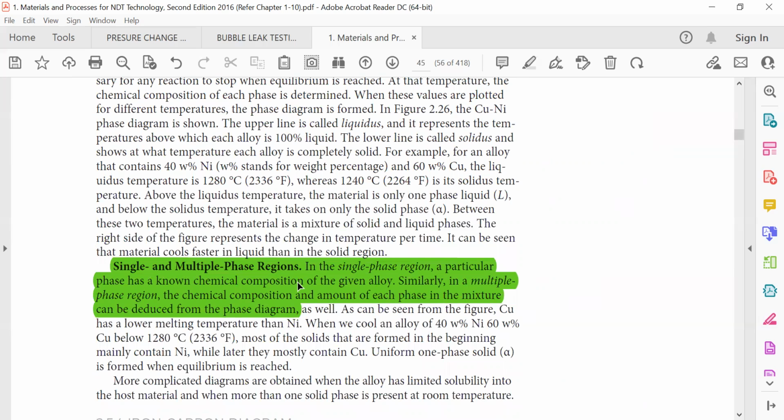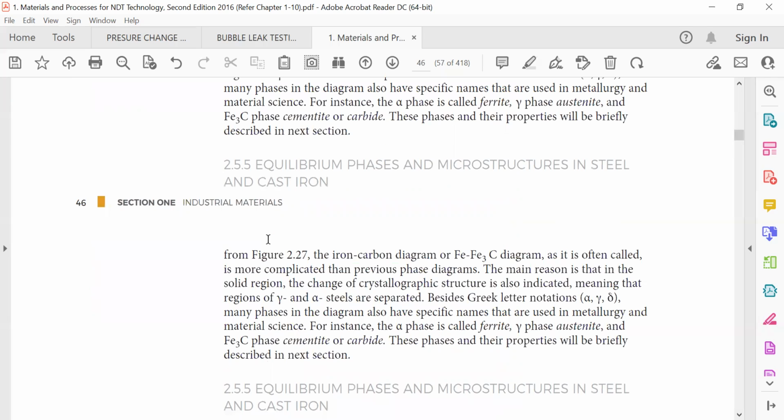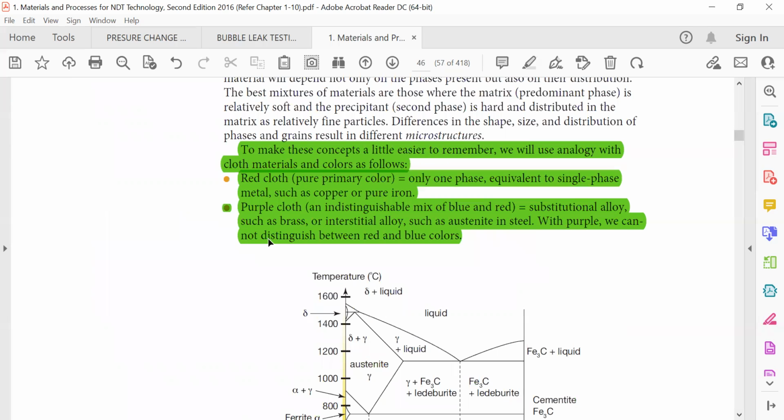Single and multiple phase regions. The melting temperature of pure iron is 1538 degrees centigrade. Iron-carbon diagram. This is called the iron-carbon diagram.